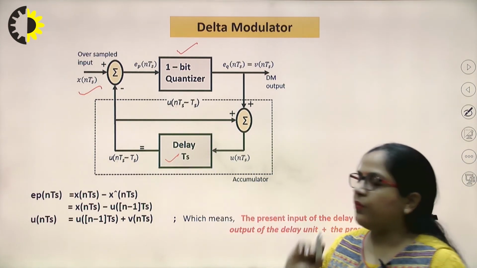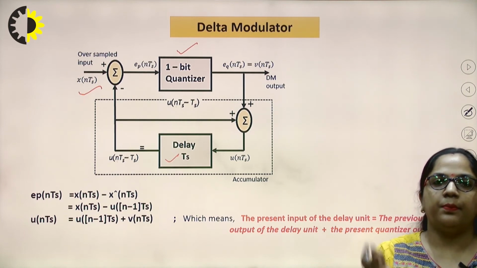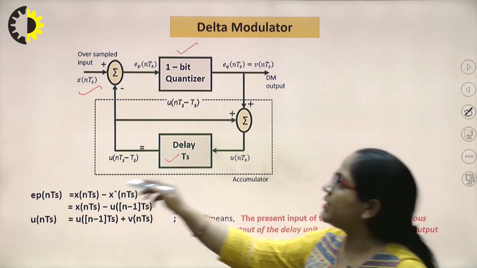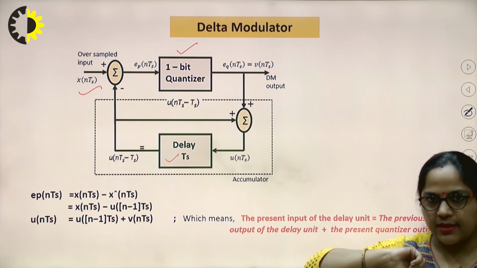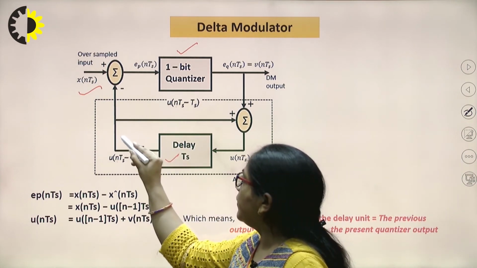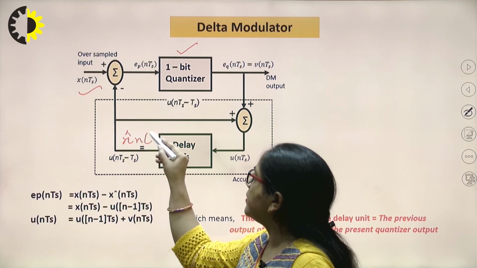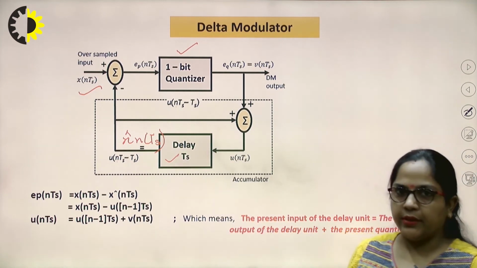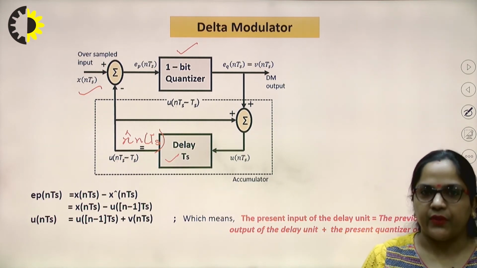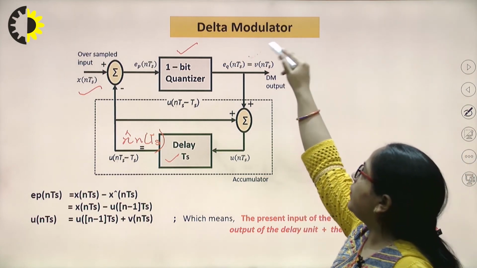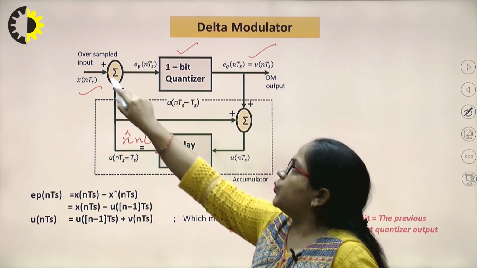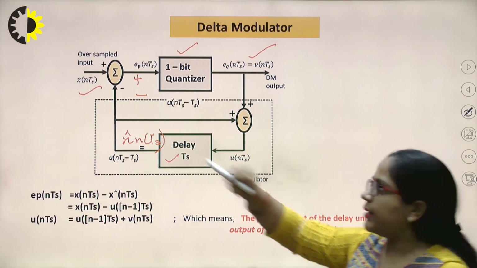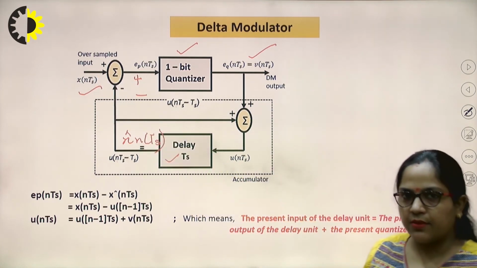What will this delay unit provide? It will provide the previous value, the previous sample, from which we want to consider the difference of the current or existing sample. It will be indicated with X cap (nTs). Here we don't require a predictor. Here we require a delay unit that will provide the value of the previous sample. And at the output, what will we get? The difference of these two, the current sample value and the previous value, can be either positive or negative.